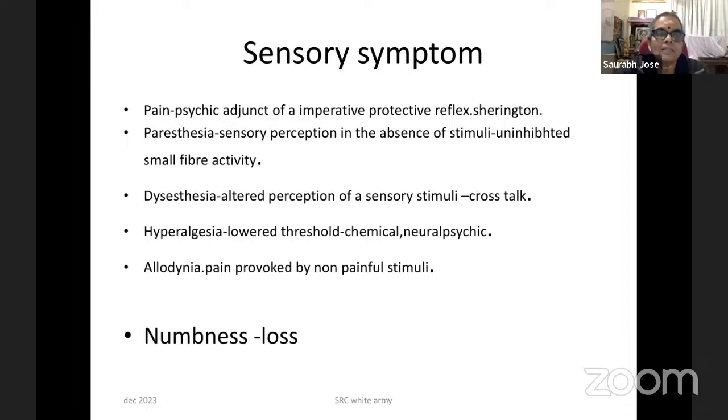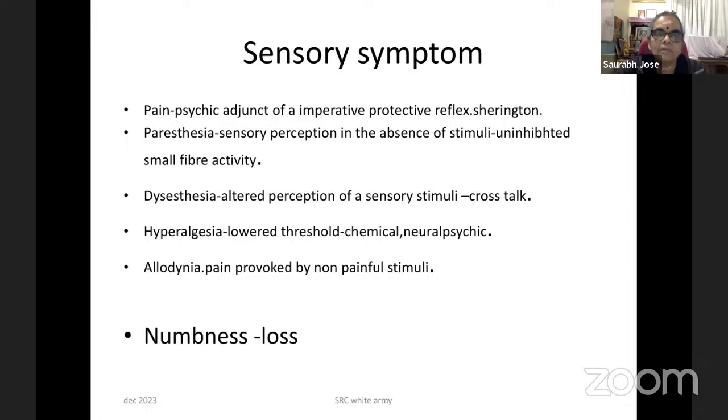So what is paresthesia? Paresthesia is sensory perception in the absence of sensory stimuli. It is due to uninhibited small fiber activity. This happens when there is a destructive disease of the large fiber or an irritative disease of the small fiber.